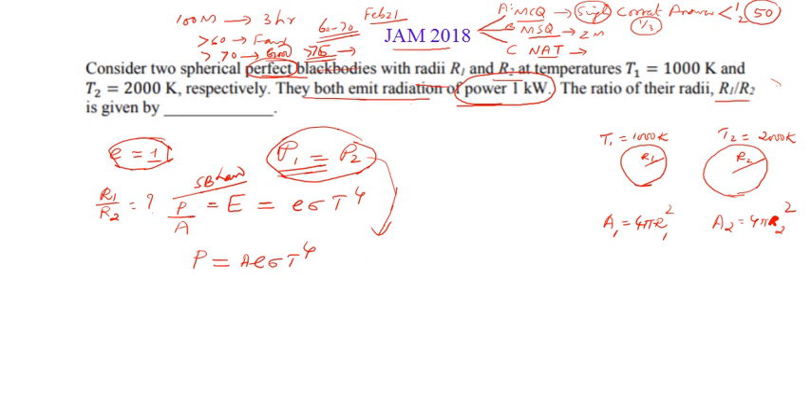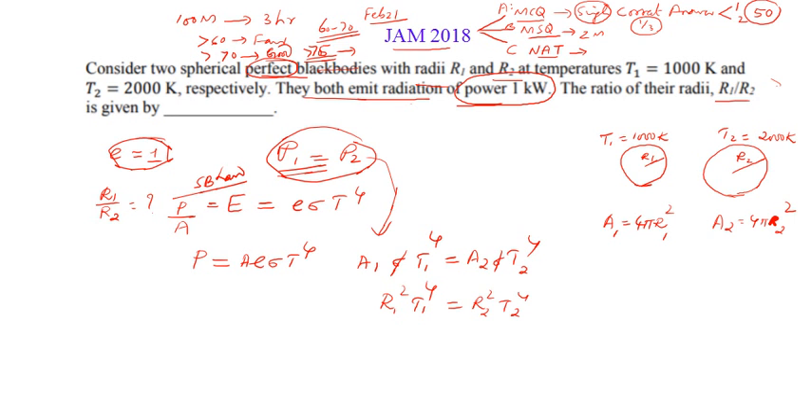Okay, so what will be the thing? So I can write A1 sigma T1 to the power 4 will be equal to A2 sigma T2 to the power 4, where sigma is the same for both and the temperature is different. Sigma gets cancelled. A1 is 4 pi R1 square, so 4 pi will also get cancelled. So what I'm left with is R1 square T1 raised to 4 will be equal to R2 square T2 raised to 4. Am I right?